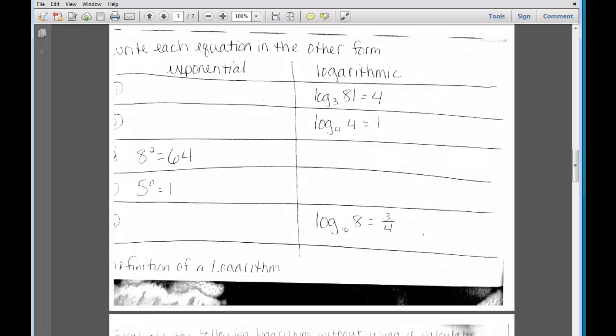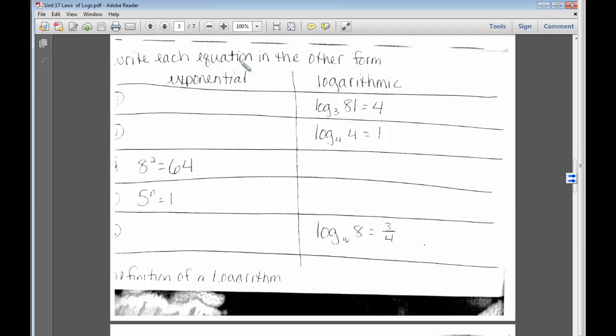Write each equation in the other form. In this problem, I have the logarithmic function. I do not have the exponential, so I will rewrite it. The base of the log, 3, becomes the base of the exponential, raised to the 4th power, is equal to 81.